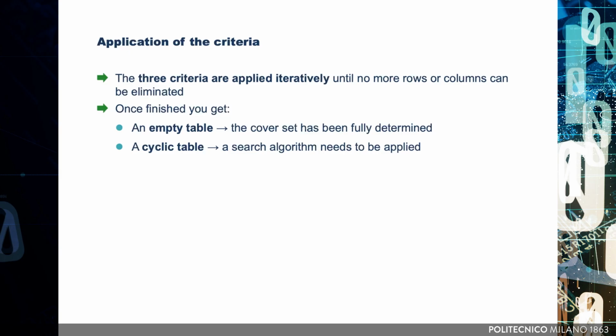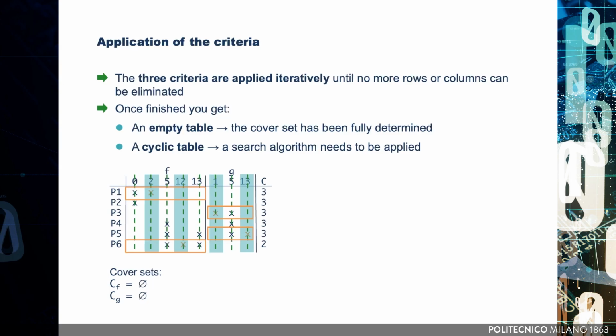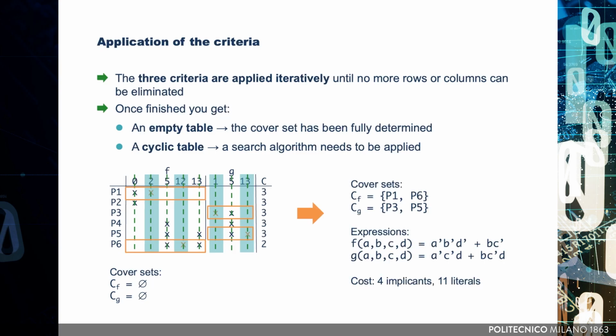We apply the three criteria iteratively, as discussed, until we reach either an empty table or a cyclic one. In this example, I highlight all the X entries that lead to the identification of an essential prime implicant. These implicants are P1 and P6 for function f, and P3 and P5 for function g. We select them and eliminate nearly all columns, and consequently all rows as well. This leads us to the final solution, where I show the complete covering, the resulting expressions, and specifically in this case, we observe that no implicants are shared between the functions. The final cost is also displayed.